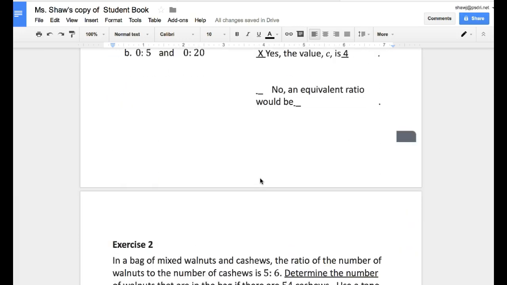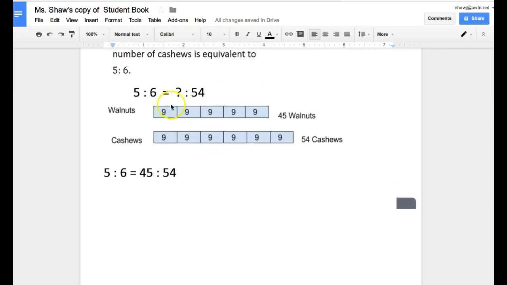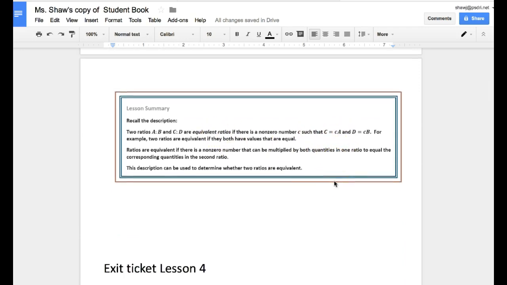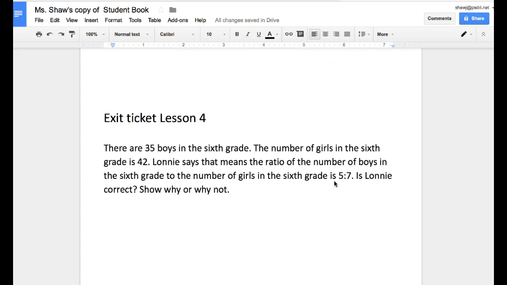The other thing we want to remember is that when we're looking at these boxes, inside the boxes, that's where our c is. So we multiplied the 5 times 9 and got 45, and the 6 times the 9 and got 54, so that there were 9 inside. When we talk about what number is inside here, it is the lowercase c that we're talking about, which is the number that can be multiplied by both. Okay? All right. Exit ticket.